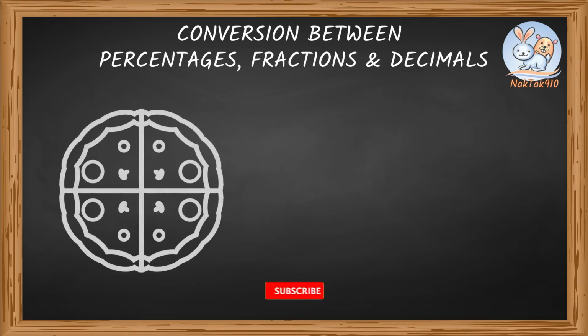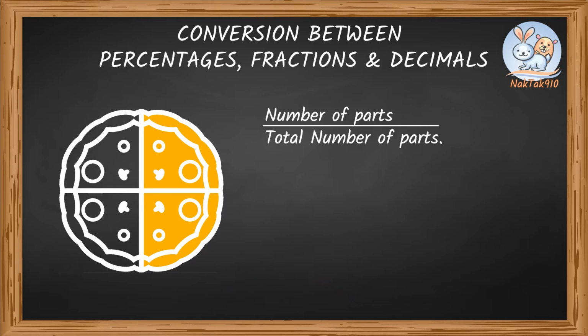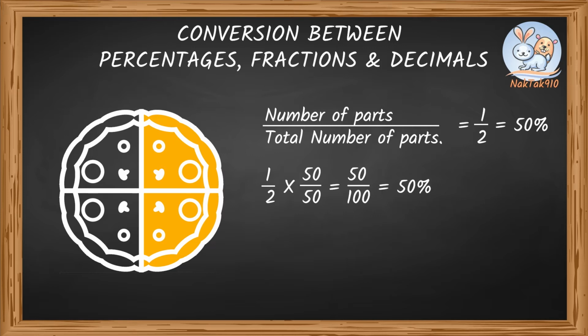Here, say we have a pizza. We're looking at half of it. To put that in fraction, number of parts by total number of parts, which is 1/2. Percentage equals 1/2 equals 50%. To make the denominator 100, just multiply and divide the numerator and denominator by 50. 1/2 times 50 by 50 equals 50 by 100, which gives us 50%. Because the denominator is 100, the numerator is a percent.